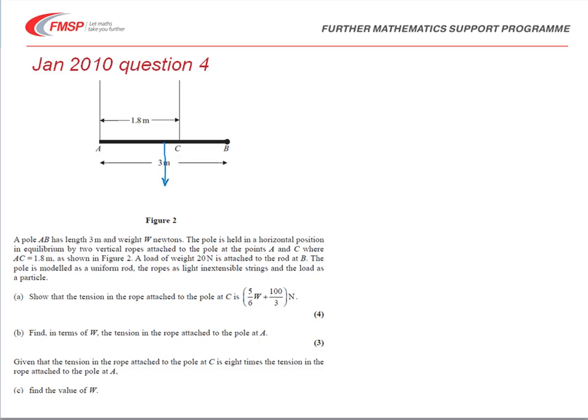So we've got the W acting down here. And the ropes are inextensible strings. We can put in tensions here. Let's call them TA and TC, which are supporting the rod, and then the particle at the end has a weight of 20 newtons.